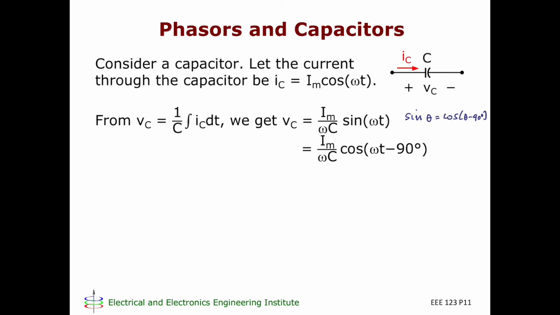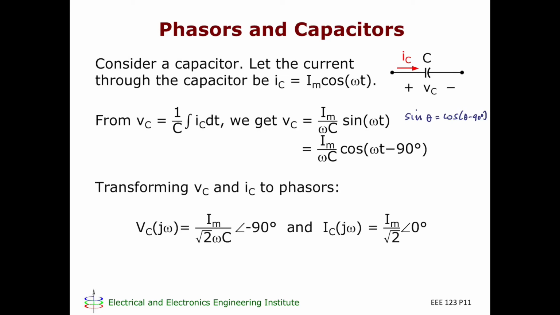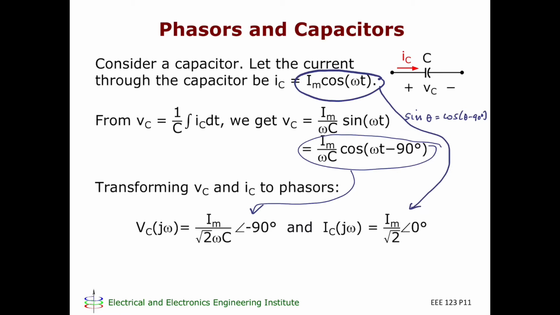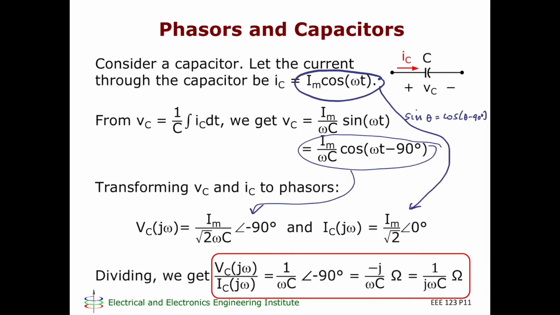Converting V sub C and I sub C to phasors, this now converts to this, and this converts to this. So getting the ratio of V sub C to I sub C, we get 1 over omega C at an angle of negative 90 degrees. This is in polar form, or negative 90, that would be negative j. So 1 over omega C times negative j. But since minus j is equal to 1 over j, that is equal to 1 over j omega C.